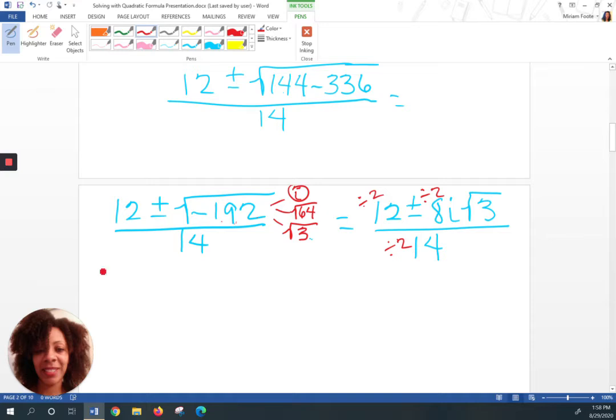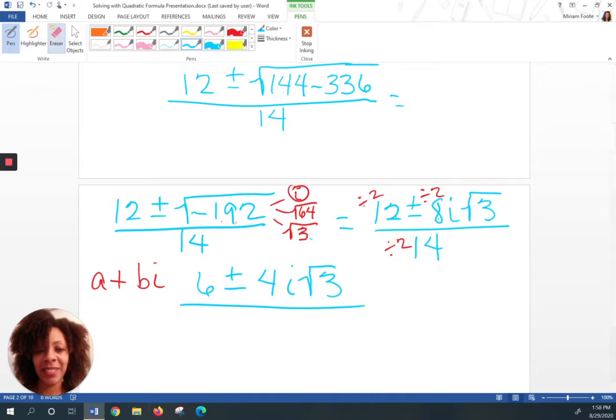So I want to put it in the form of a plus bi, which is the real part plus the imaginary part, so that's what I'm going to do. 12 divided by 2 is 6 plus or minus 8 divided by 2 is 4i. And then, let's see, I can't do anything with the radical 3, so I'm going to go ahead and keep that under the radical. And I didn't separate it, but I will. I forgot to do that.